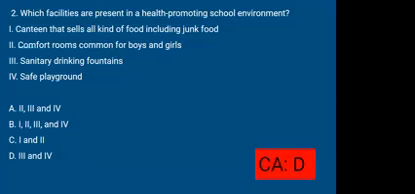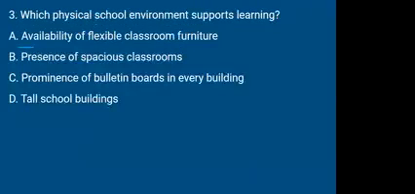Thank you so much. Okay, for number 3, which physical school environment supports learning? So again, we are talking about physical environments, and this physical environment is susceptible to FS1 or field study 1. Letter A, availability of flexible classroom furniture. Letter B, presence of spacious classrooms. Letter C, prominence of bulletin boards in every building. And letter D, tall school buildings.